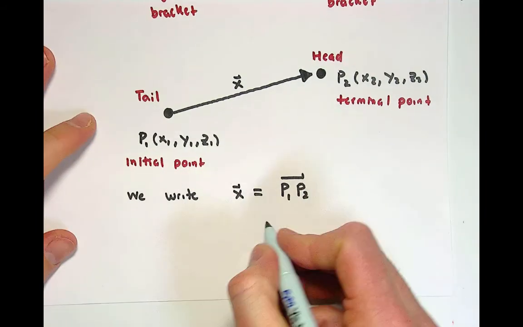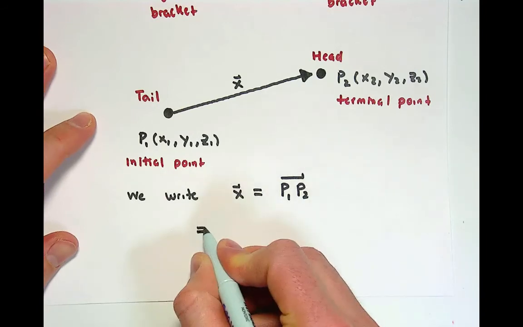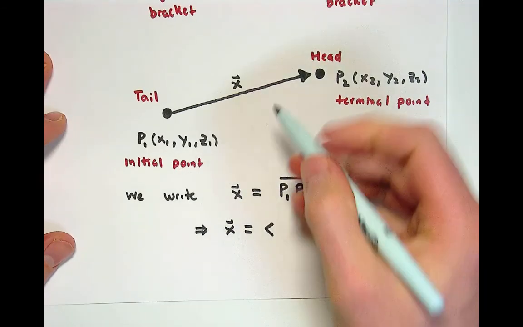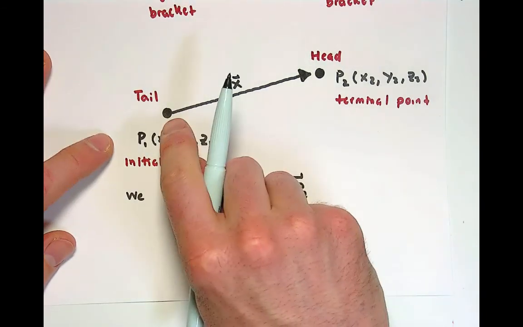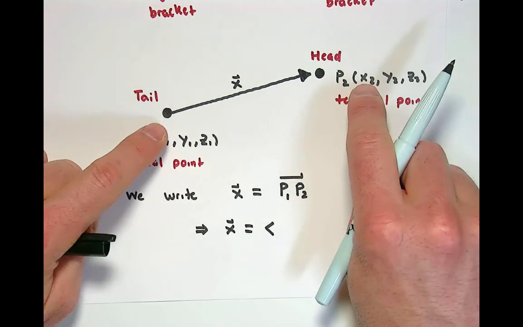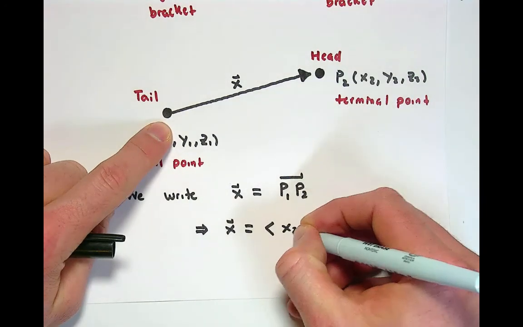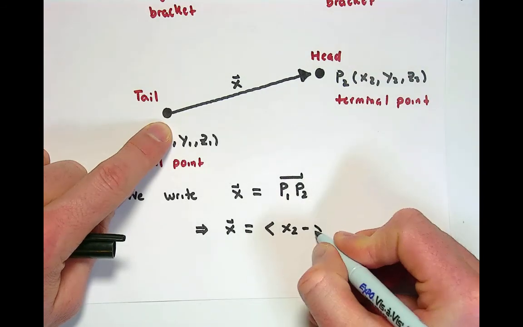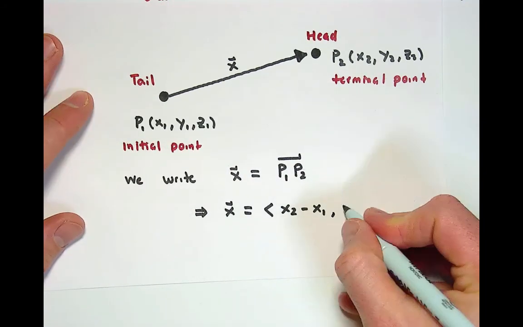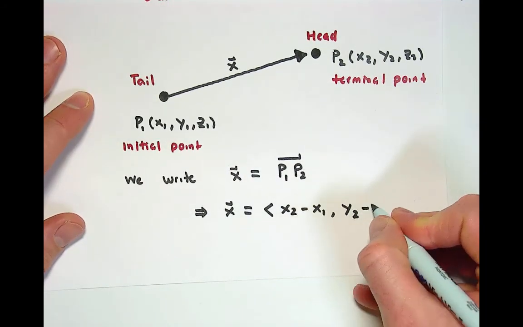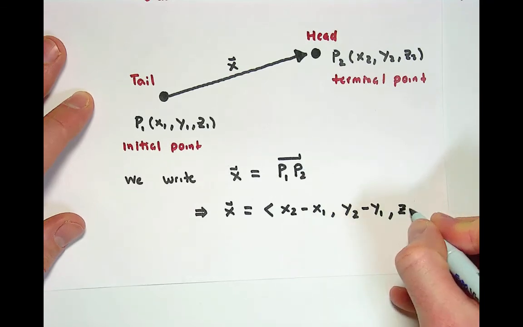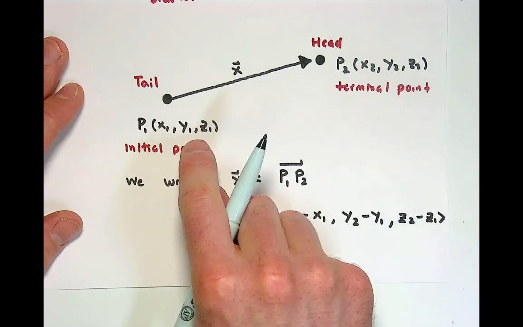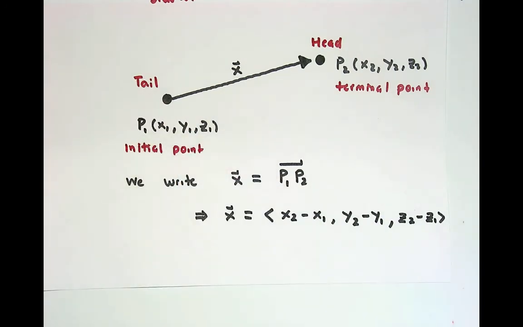If we look at the individual components of x, we calculate these as the difference in the coordinates. The length of the x component is the difference between the x coordinate of point 2 and the x coordinate of point 1. Similarly, the y component, or second component, is y2 minus y1, and the third component of our vector is z2 minus z1, where each of these is the coordinate of the associated point that defines the vector.